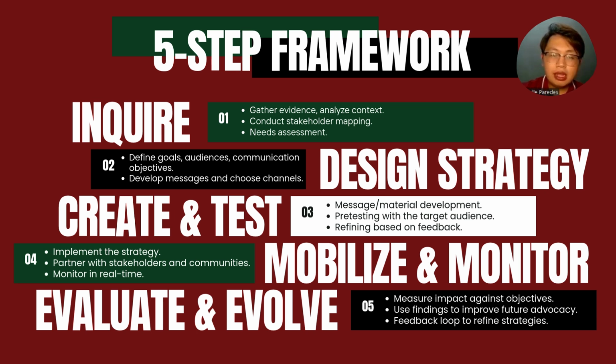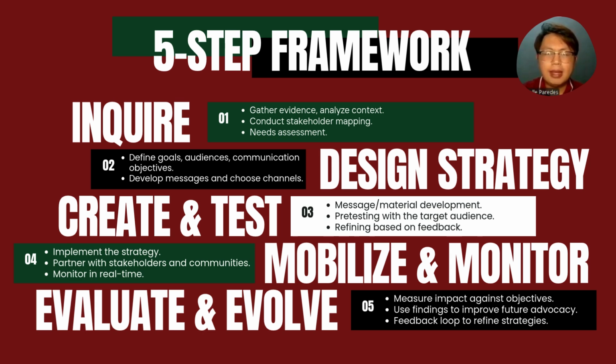The P process, being a five-step framework, of course, contains these five steps. Number one is inquire. Number two, design strategy. Number three, create and test. Four, mobilize and monitor. Five, evaluate and evolve. So these steps help us from research to action. The cycle ensures that our campaign is research driven, carefully crafted, and improved continuously.